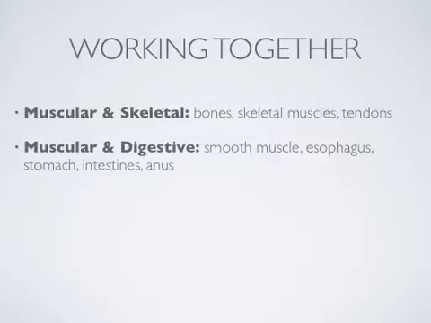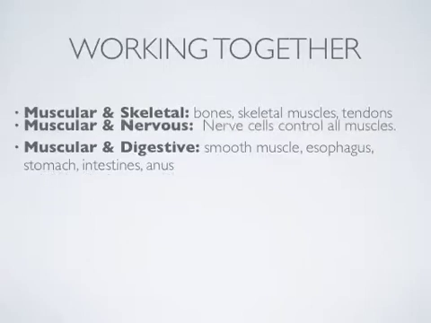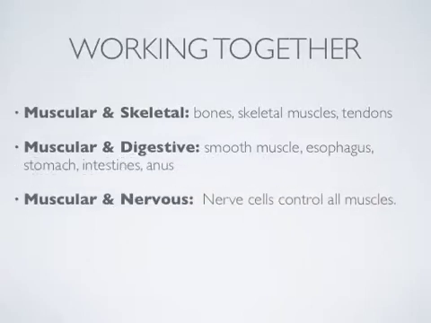The digestive system has a lot of smooth muscles in the organs, so your esophagus, your stomach, your intestines, and your anus all have smooth muscles that line them.